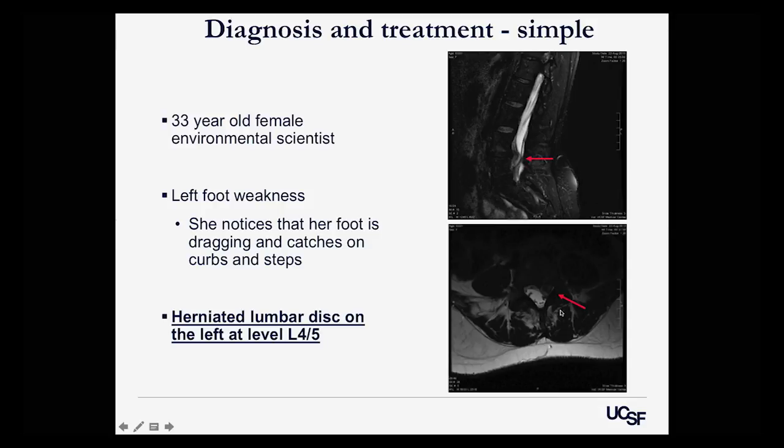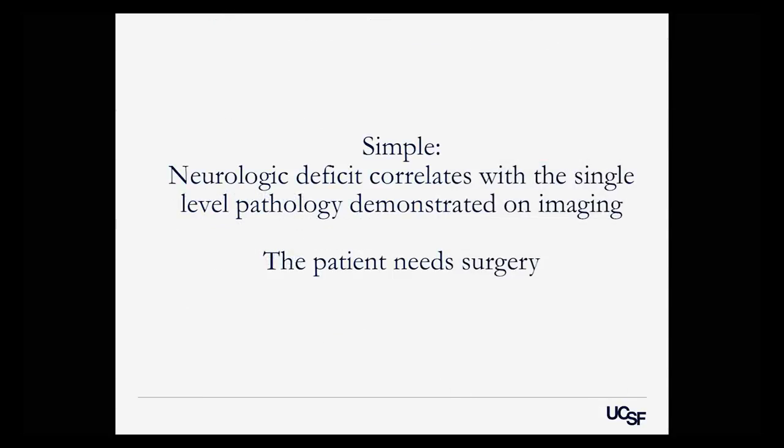And that was her diagnosis, what's called a lumbar level 4-5 herniated disc on the left. So I found this to be a relatively simple diagnosis. She has a neurologic deficit that correlates with a single level pathology demonstrated on MRI imaging. And due to her neurologic deficit, this patient needed surgery.